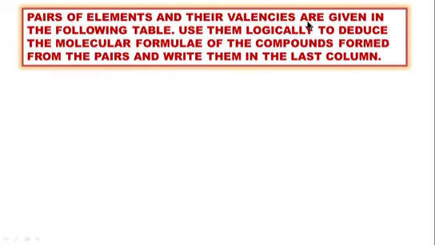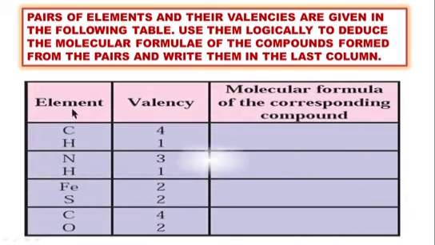Pairs of elements and their valencies are given in the following table. Use them logically to deduce the molecular formula of the compound formed from the pairs and write them in the last column. See this table. Here is the element, second column valency, in third column molecular formula of the corresponding compound. Here first element is carbon, second is hydrogen. Valency of carbon is 4 and valency of hydrogen is 1, and therefore molecular formula is CH4.